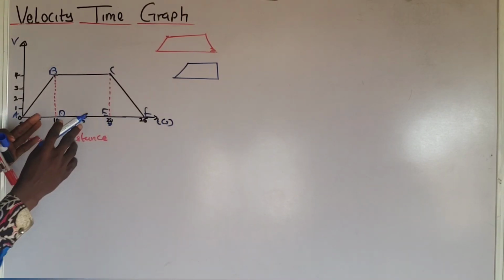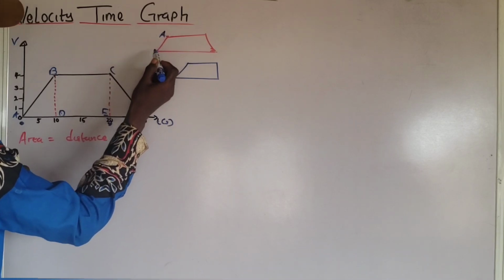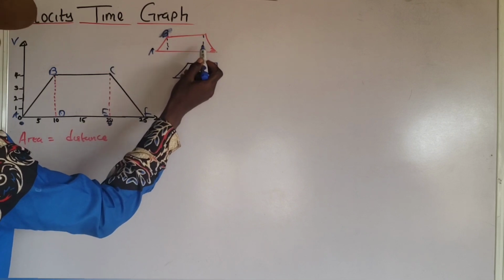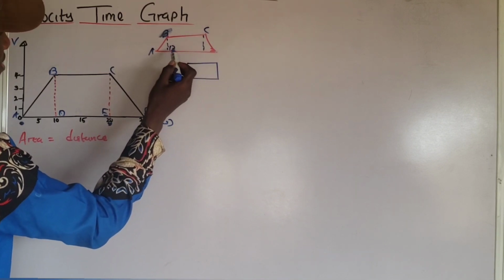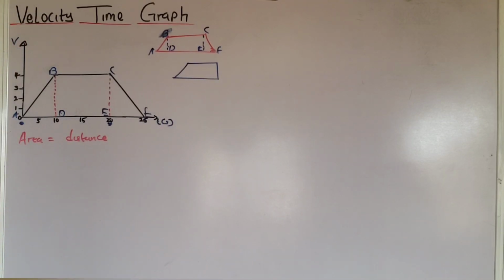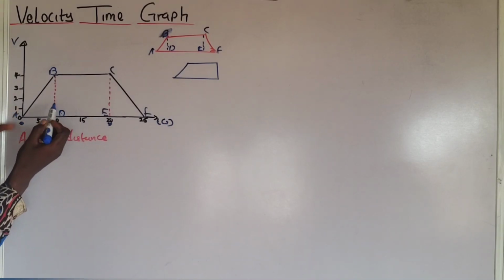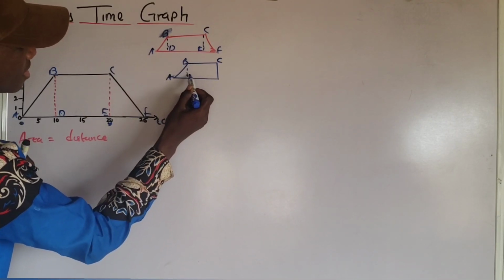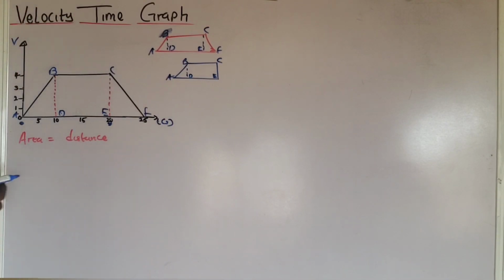Normally, the total shape is what? A trapezium, which is A, B, C, D, E, and F. But because we are only interested in the distance that the body covered in the first 20 seconds, this is the shape that we need: A, B, C, D, and E. You understand? This is the shape that we need, because this is the first 20 seconds. Now, having identified the shape, the next step is that let us label the shape.